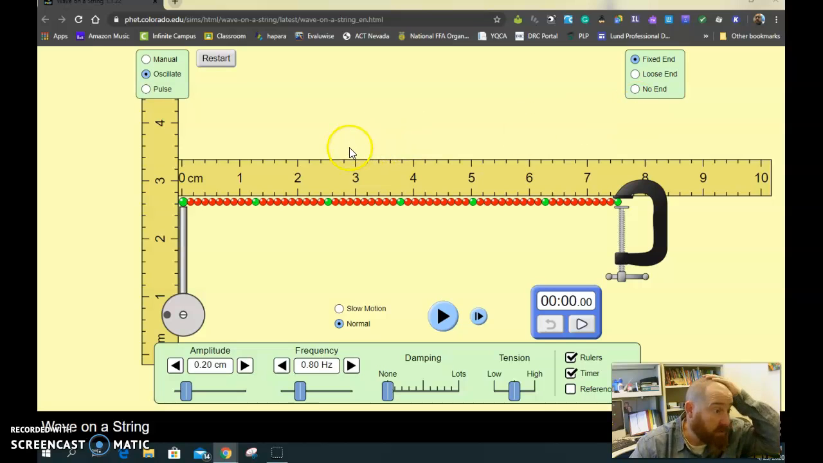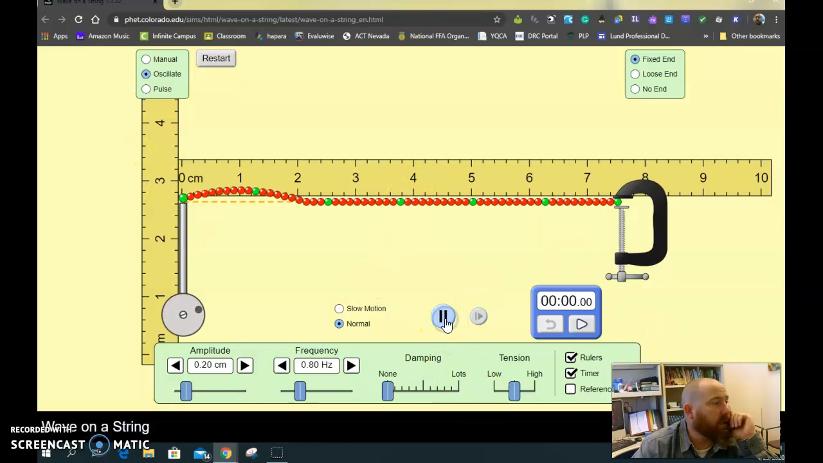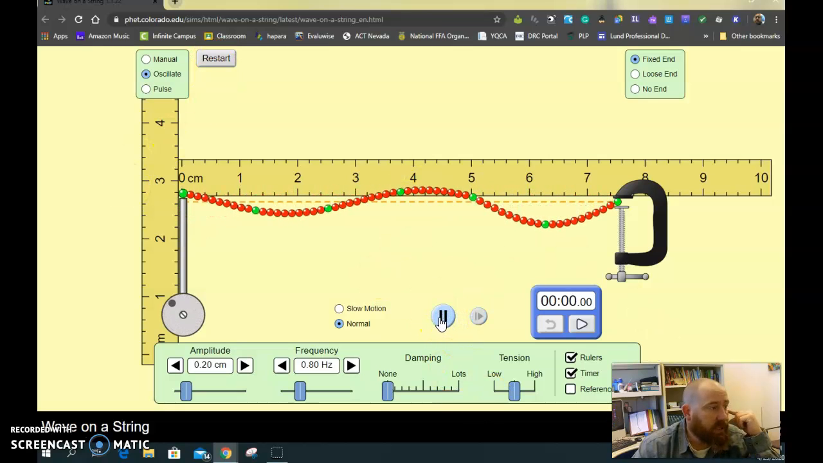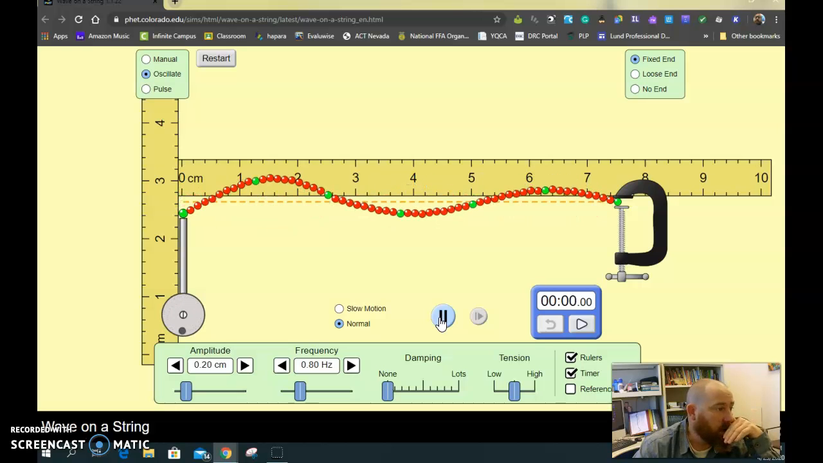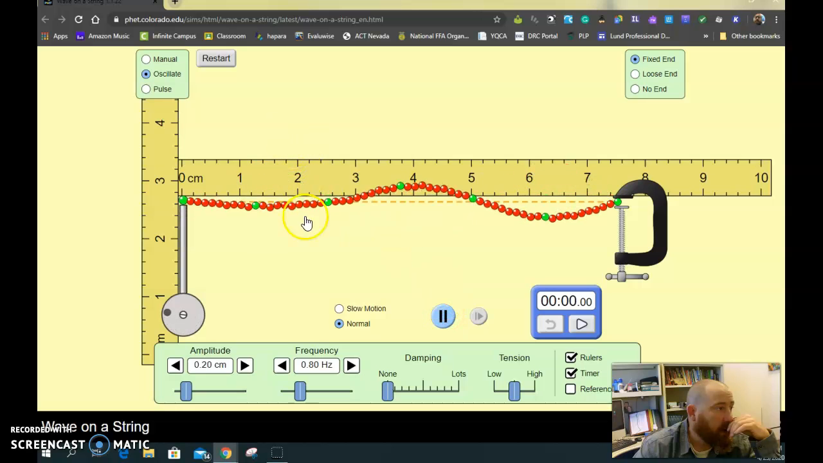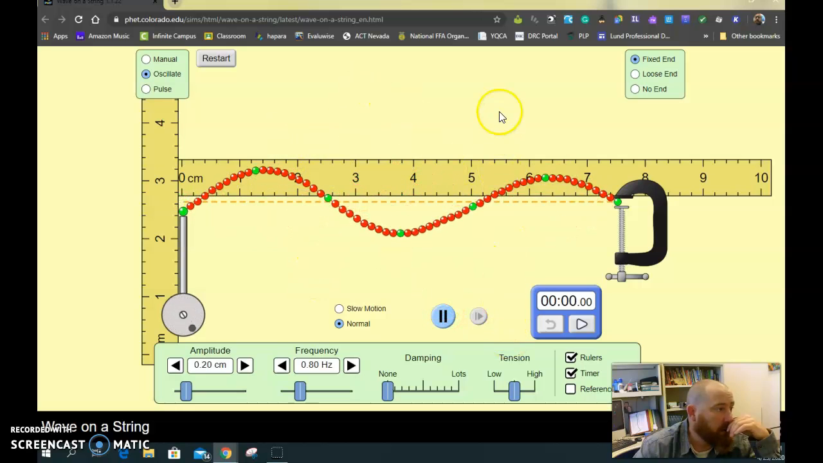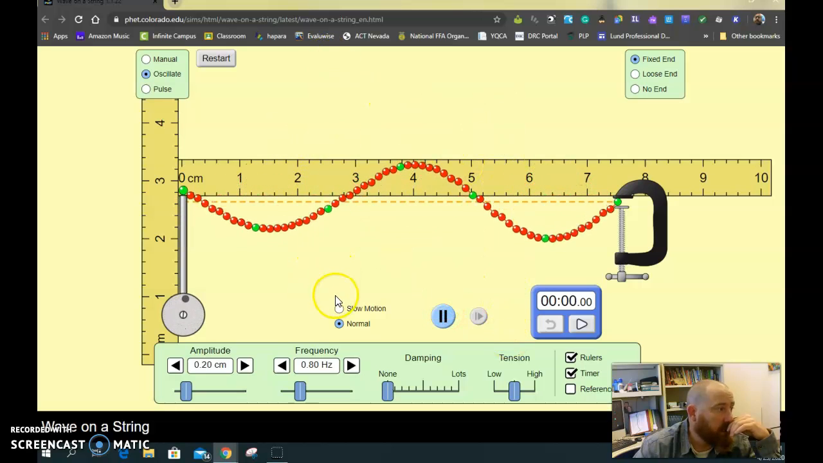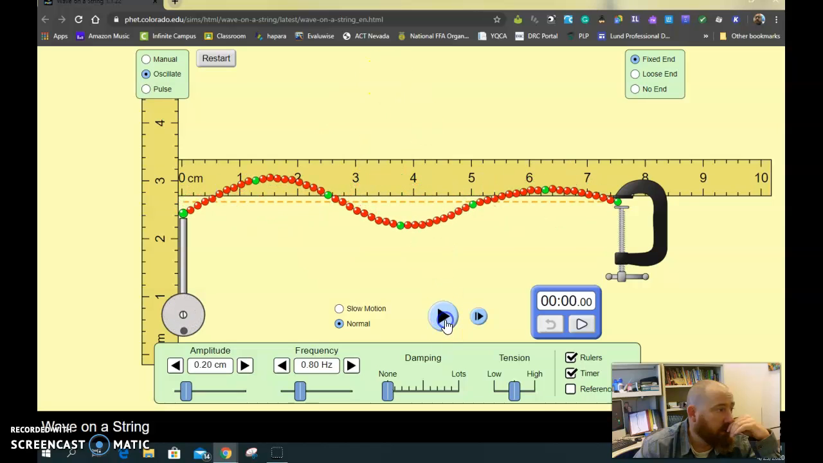And then what I'm going to do is I'm going to test it out. So when I test this out here, I've got everything set the way I want it, so I just hit play. And we'll see what happens here. We're looking for standing waves, and we're looking for 2 standing waves. And lo and behold, we got 1, 2 standing waves. There it is right there. That's my standing wave. Okay?